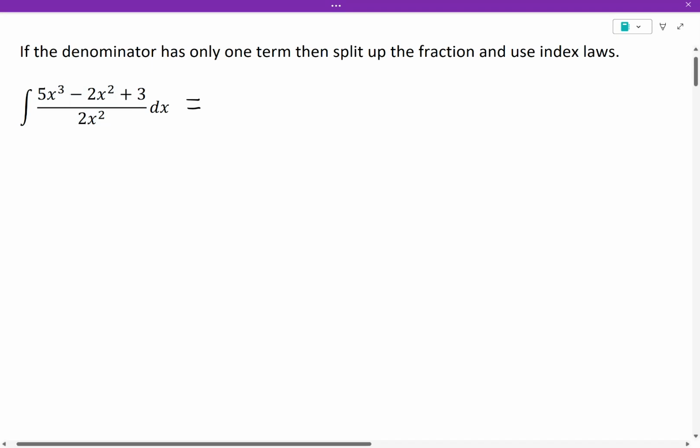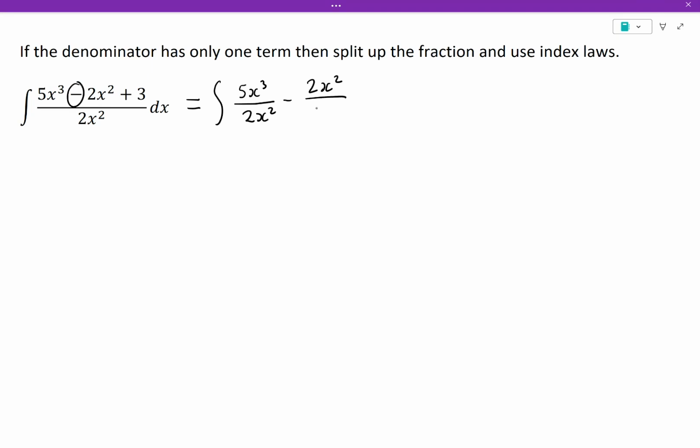Okay, so what I could do, I could rewrite this as 5x cubed over 2x squared. And then it's going to be subtract, and it'll be 2x squared over 2x squared. So the denominator is always going to be the same. And then finally we got the plus 3, so plus, and then 3 over 2x squared, like that. And really, now we've separated it, I should write it in brackets and then put the dx.